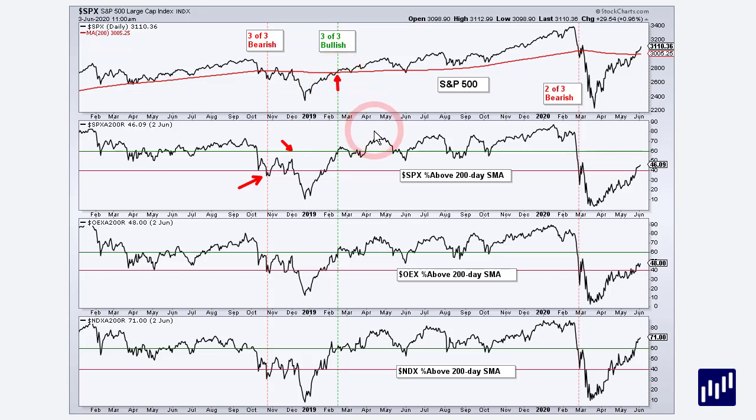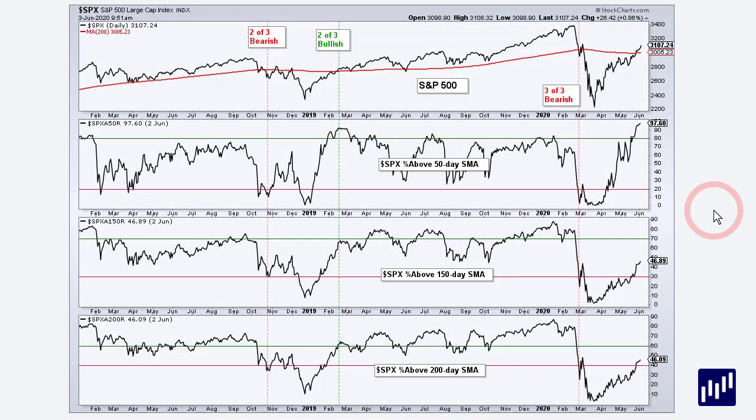And this is why I like to use an array of indicators and put them together as a composite. Stayed bullish until late February when 2 of the 3 triggered. And you can see now that the NASDAQ 100 has triggered bullish because over 70% of its stocks are above the 200-day, but OEX and SPX have yet to trigger bullish.